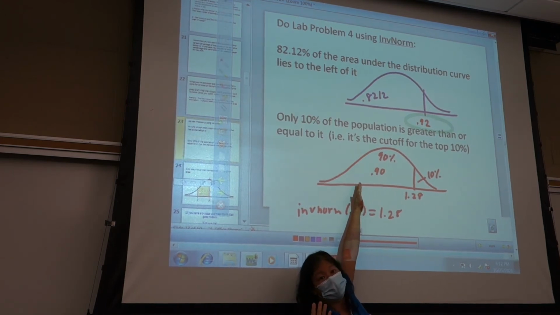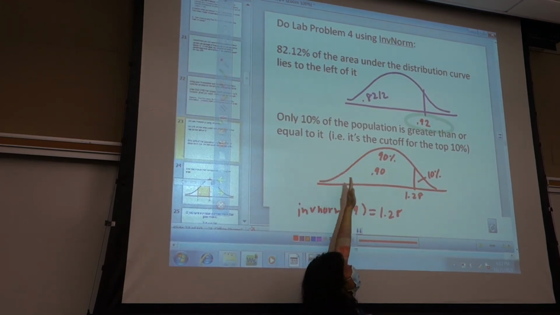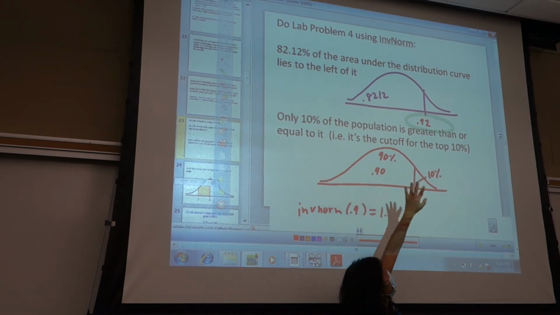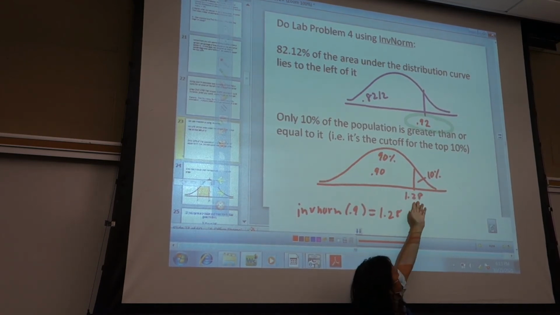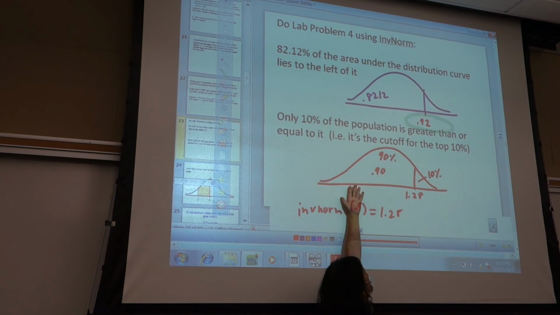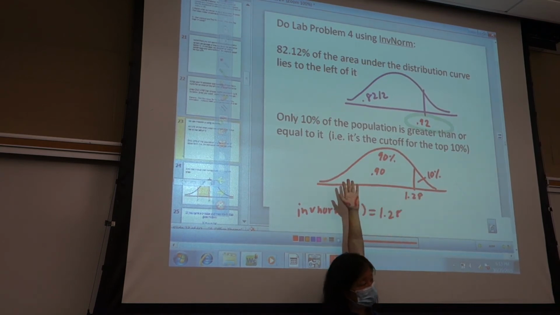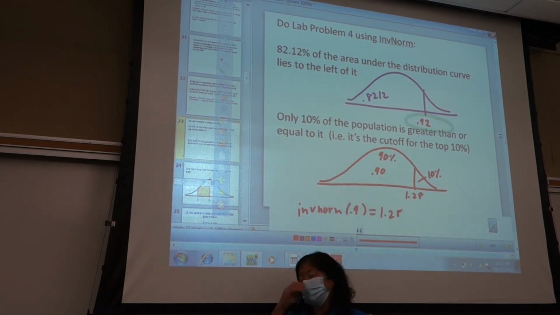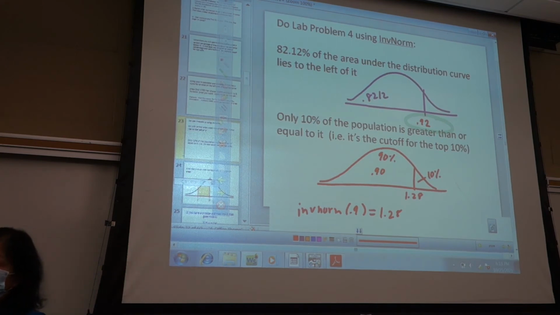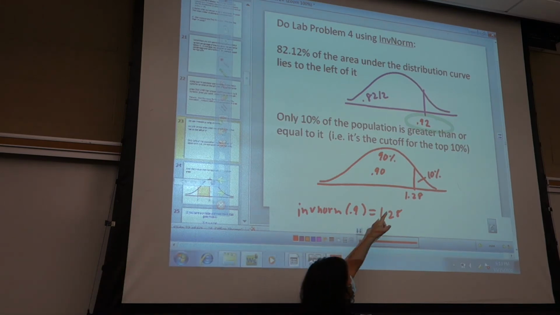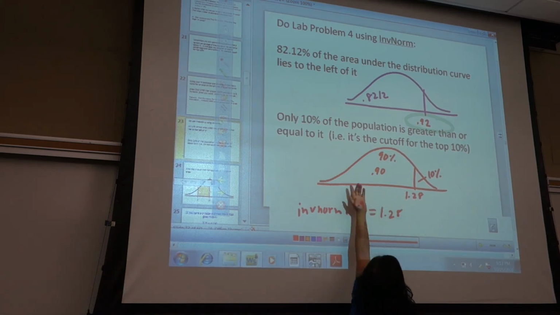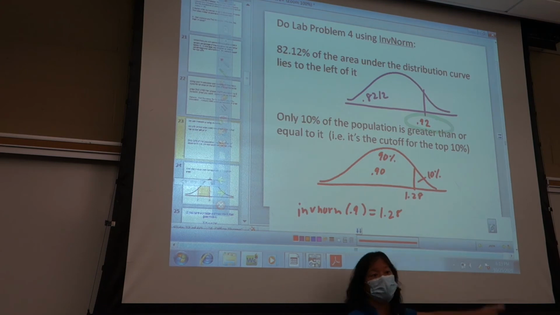Why? Because it's symmetric, right? 10%, the lowest, that'll give you the lowest 10%, which is symmetrical with this side, the highest 10%. So you get the negative 1.28, positive 1.28, right? They're symmetric to each other. So you could, in theory, if you know your signs of negative, positive, put in 0.10, but then remember to switch the signs.